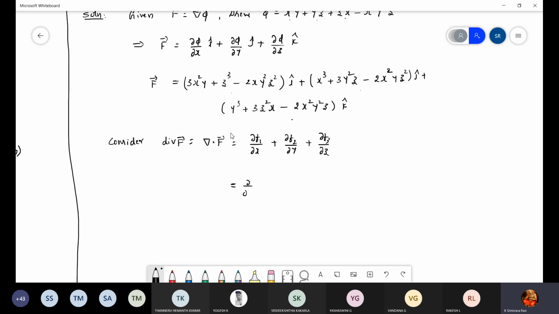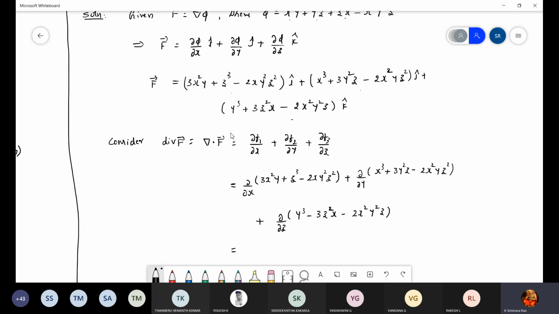Dou by dou x of f1, nothing but 3x square y plus z cube minus 2 times x y square z square, plus dou by dou y of the second one, x cube plus 3y square z minus 2x square y z square, plus third term dou by dou z of y cube minus 3z square x minus 2x square y square z.